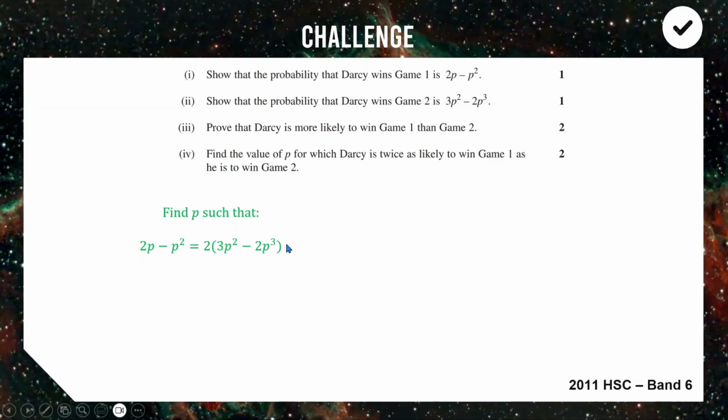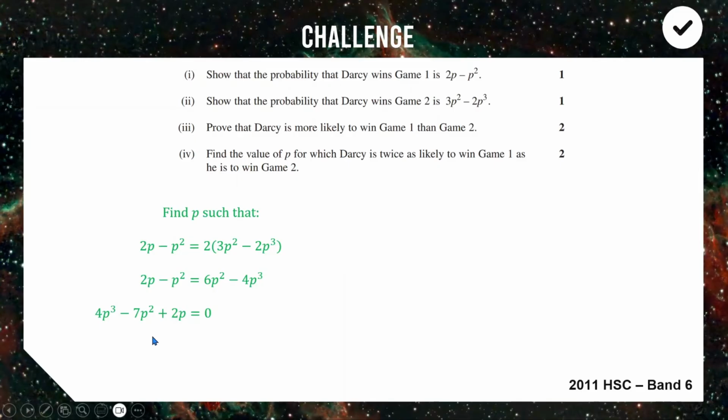This time it's not an inequality, this time it's a quadratic equation that we can solve because we passed year 10. So we're going to expand the right hand side to get 6p squared minus 4p cubed. We're going to group everything together on the left hand side to make it look a little bit more quadratic-y. So the 4p cubed goes over to the left to become positive. We're going to take 6p squared off both sides to get minus 7p squared. 2p is still here and positive.